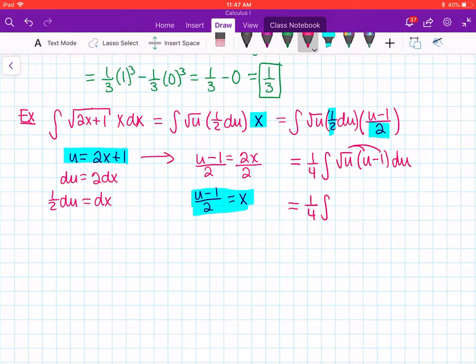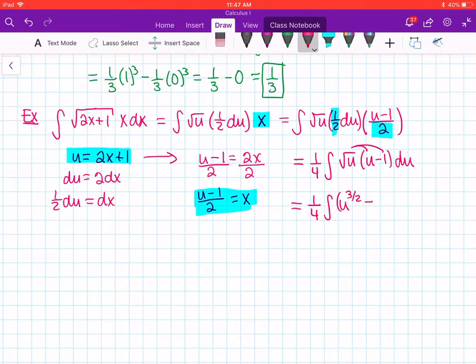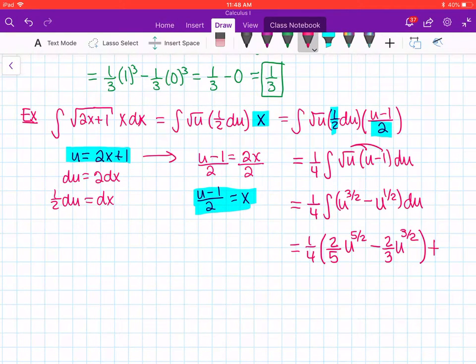So we got 1/4, and then we have u to the 1/2 times u, so that will give you u to the 3/2. And then we have the square root of u to the 1 times 1 is the square root of u. So u to the 1/2, and then we have du. So now we can use the power rule. So we got 1/4. We're going to integrate u to the 3/2. 3/2 plus 1 is 5/2. And then we multiply by 1 over the new exponent, so the reciprocal. And then we subtract u, and then we have 1/2 plus 1 is 3/2. And then 1 over the new exponent is 2/3. And then we have plus c.